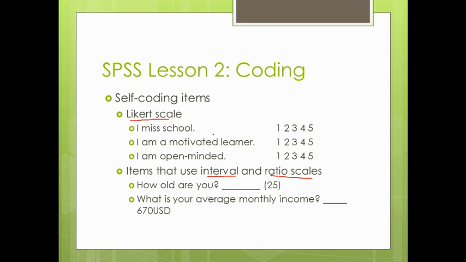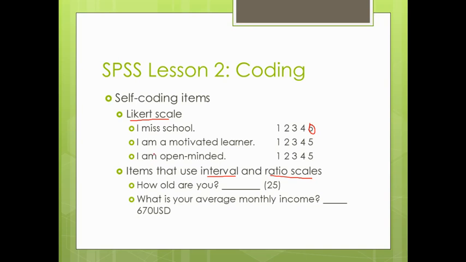I miss school, and then the researcher provides 5 options for the respondents to choose. 1, strongly disagree. 2, disagree. 3, neutral. 4, agree. 5, strongly agree. And the respondent is going to circle one number that reflects their level of agreement or disagreement with the item. So if the participant circles 5, we're going to enter 5 into Excel software.